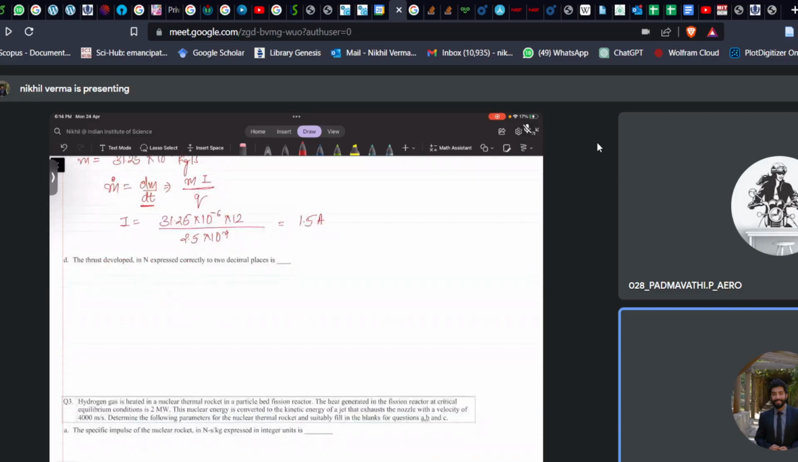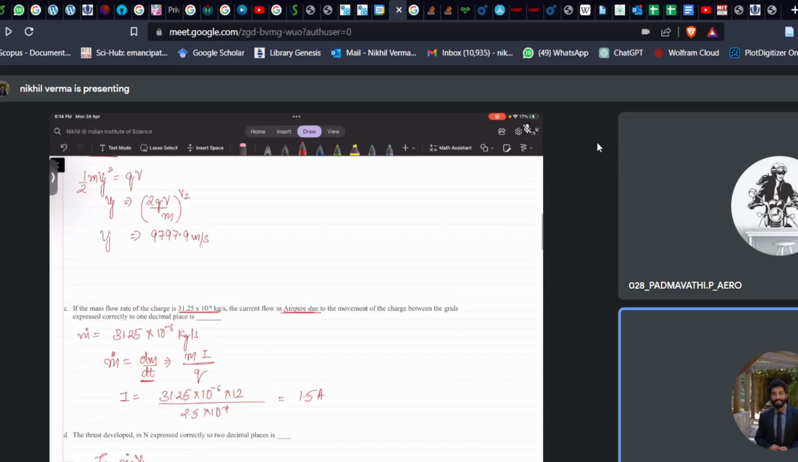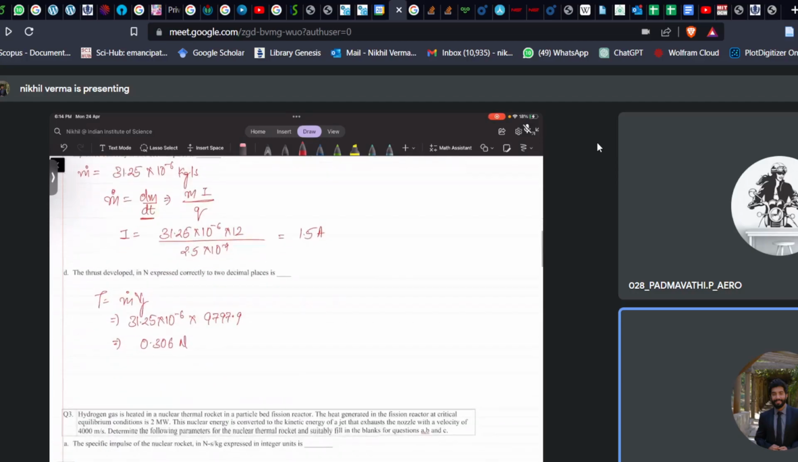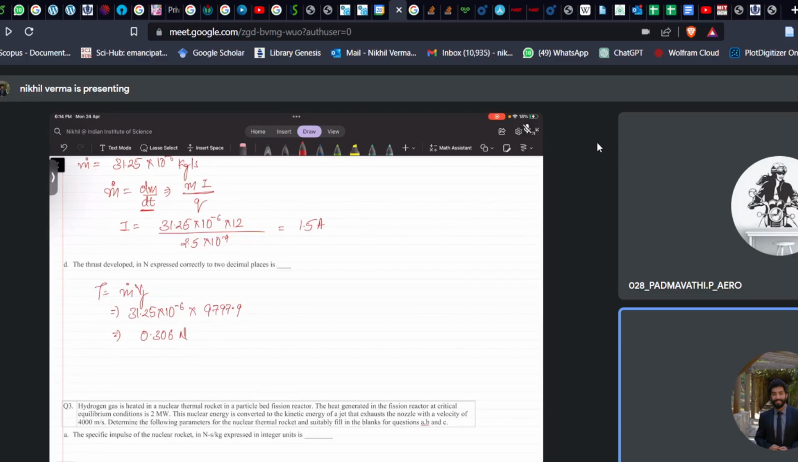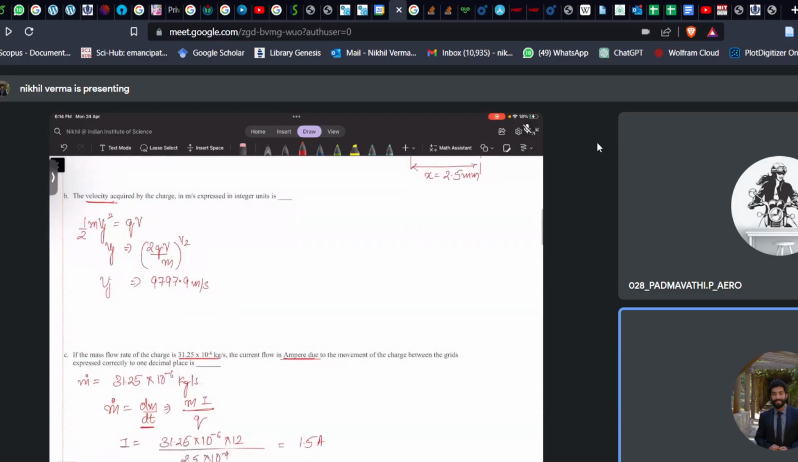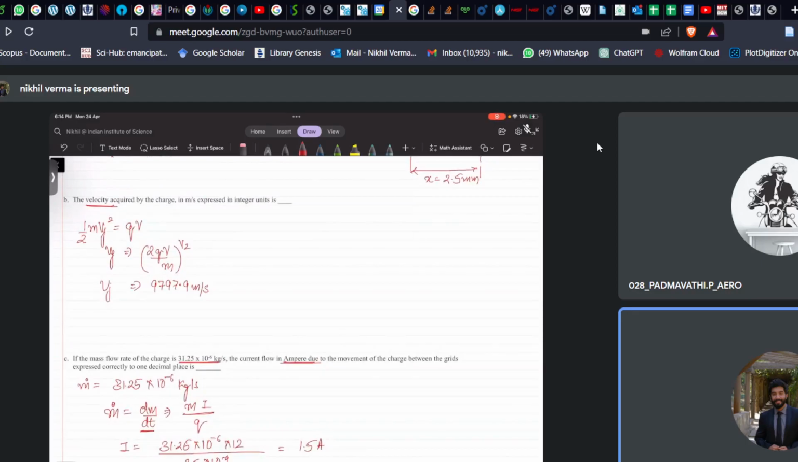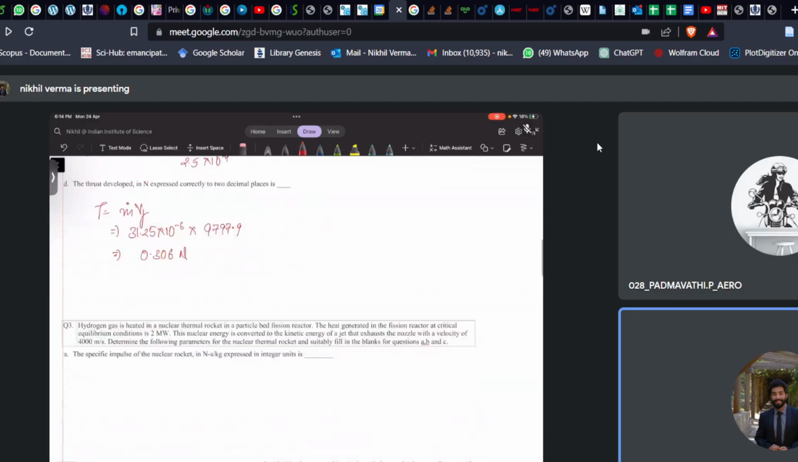Now to calculate the thrust, it is just given as m dot Vj. We have m dot, which is 31.25 into 10 to the power minus 6 kgs per second, and the velocity is 9797.9, which gives you a thrust of 0.306 newtons. So any doubts on this? Any doubts in any other problem? Okay, so let us move ahead.